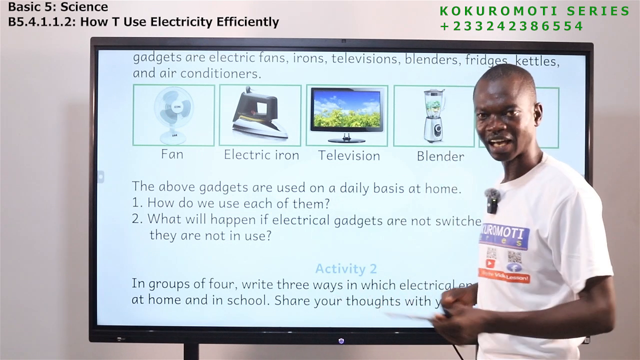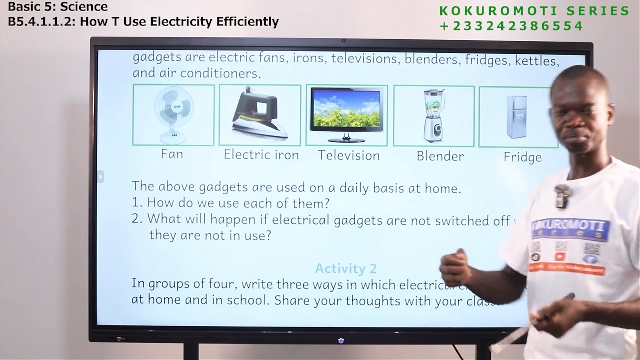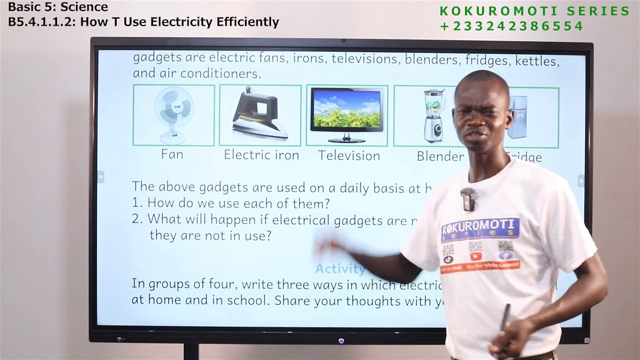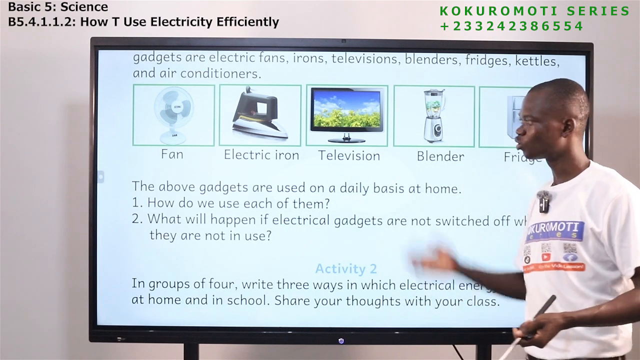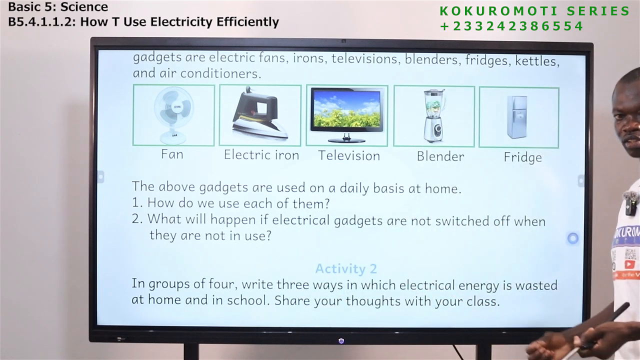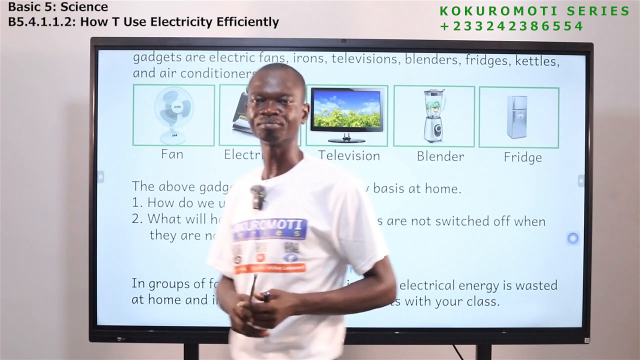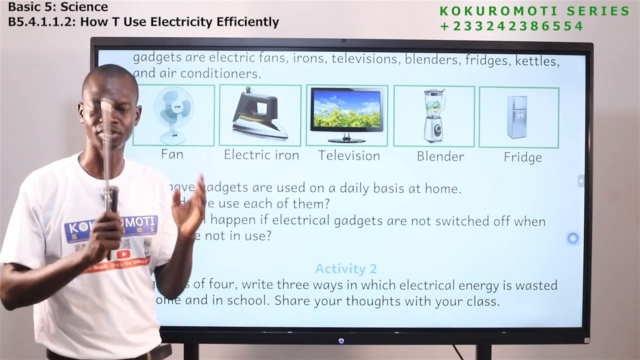The iron, after ironing, you did not unplug it, you did not turn it off, and you leave it like that. What do you think will happen? You are going to school, the TV is on. So all these things, what do you think will happen if they are not switched off when they are not in use? It will consume a lot of electricity.